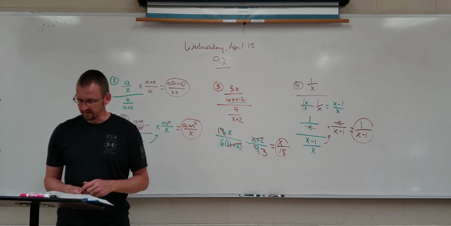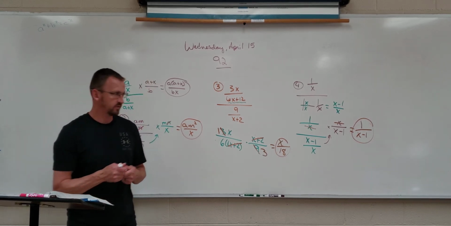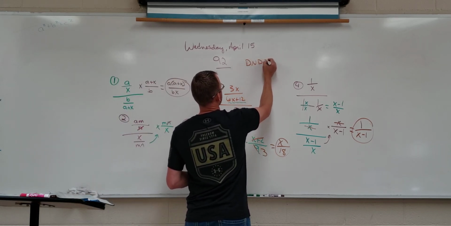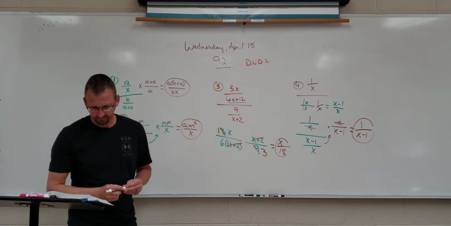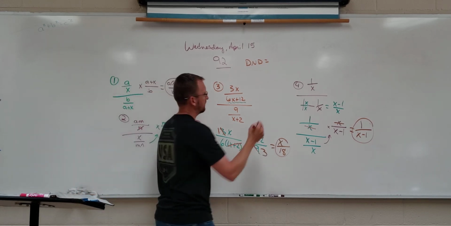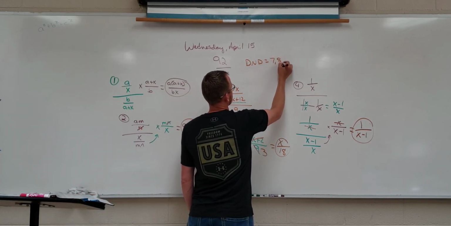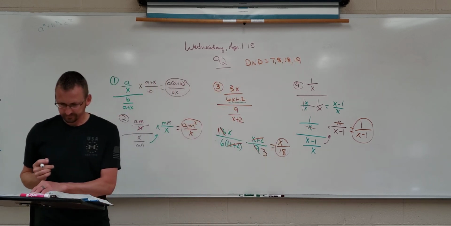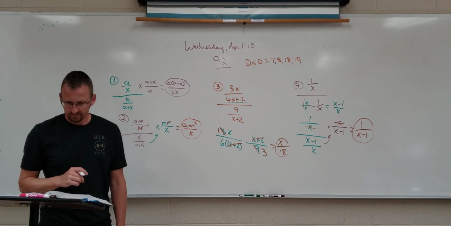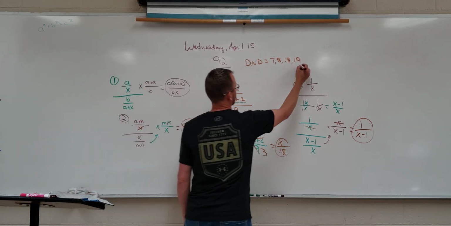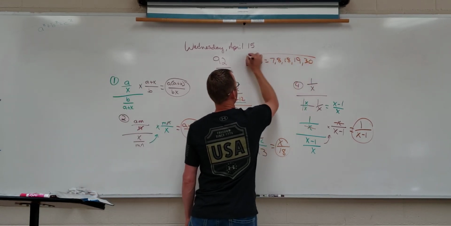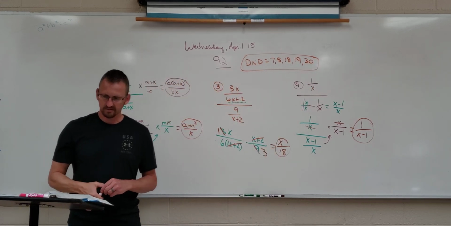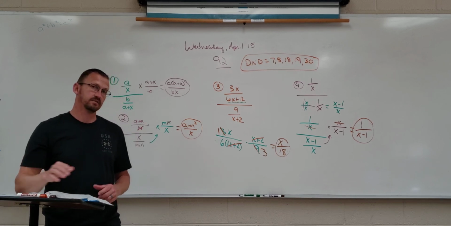That is lesson 92. So what problems do you not do for lesson 92? Well, 7, 8, 18, and 19, as well as 30. So do not do 7, 8, 18, 19, and 30. That is lesson 92.